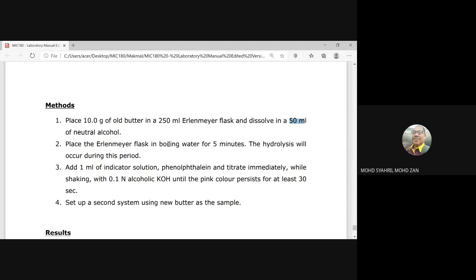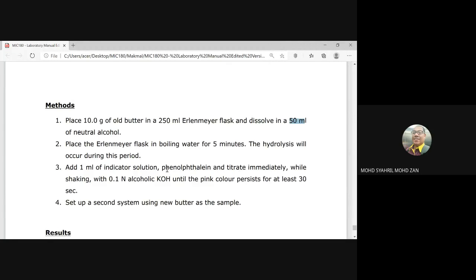Okay. So and then the process of hydrolysis will happen. So we just put 5 minutes. Why? Because we put inside our alcohol. Okay. And then after that, quickly do the process. Beza antara saponification dengan acid value. So acid value awak kena biarkan sejuk sebentar. Okay. Tapi for this one, we have to put quickly 1 ml of indicator solution. So what is the indicator solution?